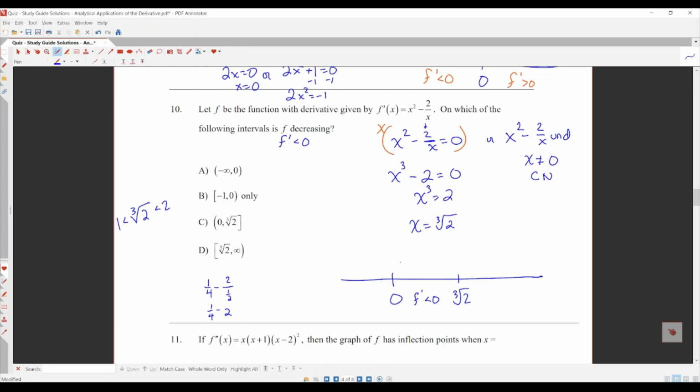And I'll be honest with you, I'm going to go ahead and stop, because if I look at the answers, the only one that contains the interval from 0 to the cube root of 2 is C. Under normal circumstances, we would pursue the rest of it, but that's the only one. So number 10 is C.